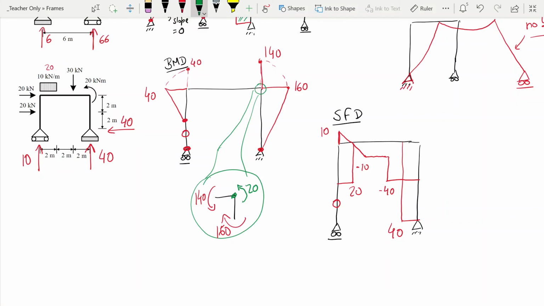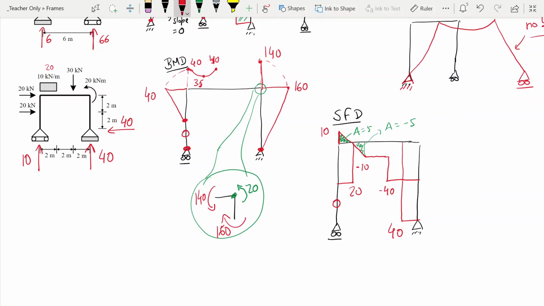bending moment diagram. So this first area here is 10 times 1 divided by 2. So this area here is just 5. This second area is going to be minus 5. So what we know is that we're going to go from 40 to 35 and then back to 40 because of this little area.